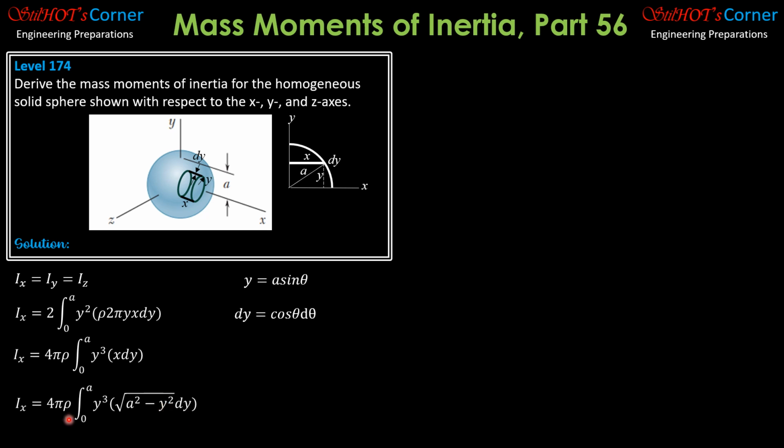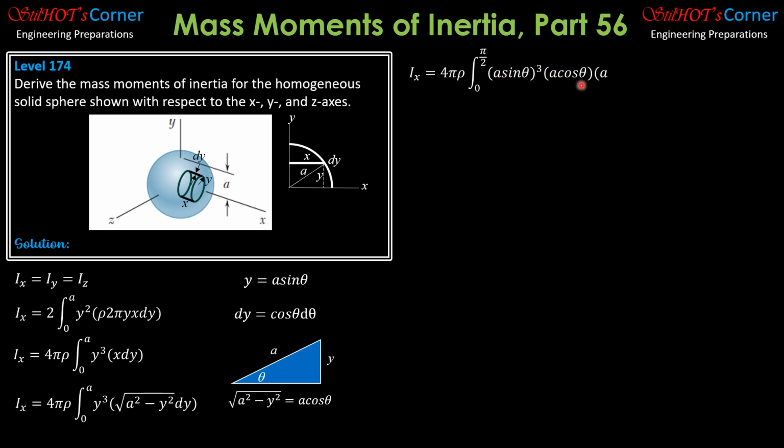So for Ix, we have to show the right triangle here. So this is theta. Sine theta is opposite y over hypotenuse a. And this is square root of a squared minus y squared, which in terms of a and theta is a cosine theta. So Ix equals 4 pi density, integral from 0 to pi over 2 this time, as we change limits. Y is a sine theta quantity cubed, then a cosine theta, then times dy, a cosine theta differential theta. So Ix is 4 pi density times a to the 5 integral from 0 to pi over 2 of sine cubed theta times cosine squared theta differential theta.